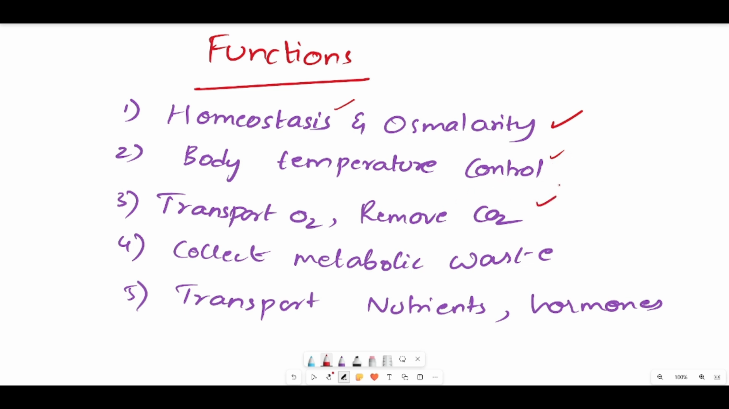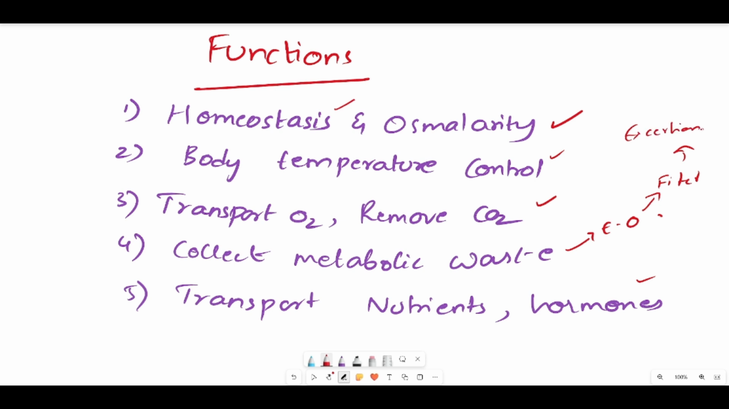Then it is useful for the transportation of various gases like oxygen and carbon dioxide throughout the body. It is also useful for transporting nutrients and hormones for different metabolic processes. And it is also useful for collecting the metabolic waste from cells and tissues. From there it transports it to the excretory organs. From the excretory organs, the waste gets filtered and is sent out of the body by the process of excretion.